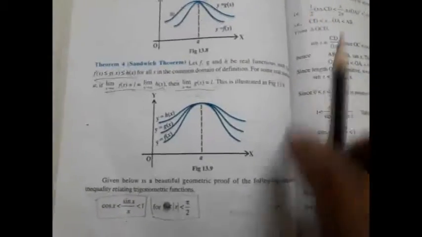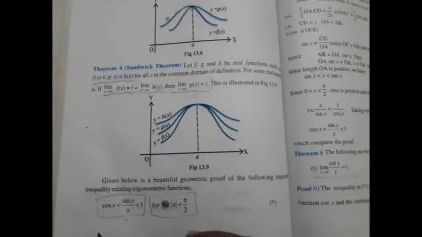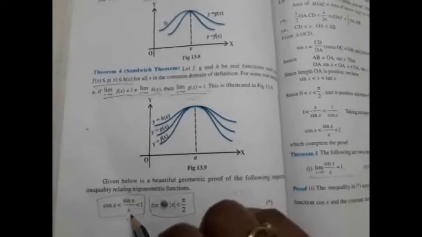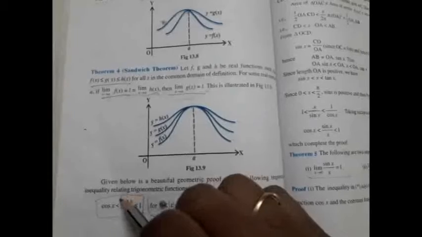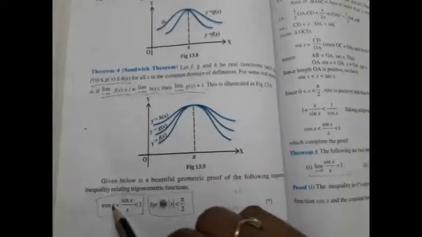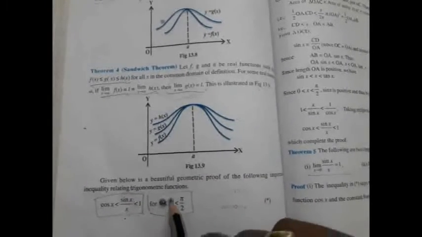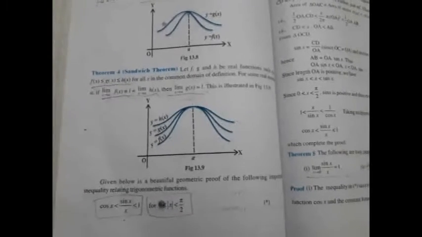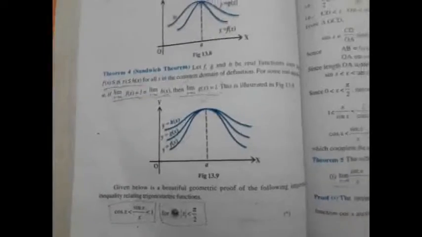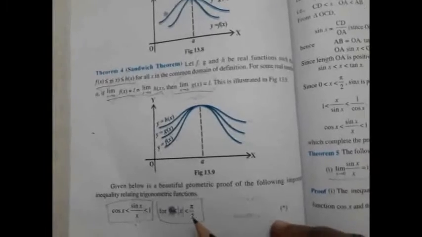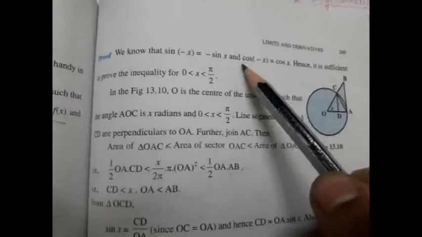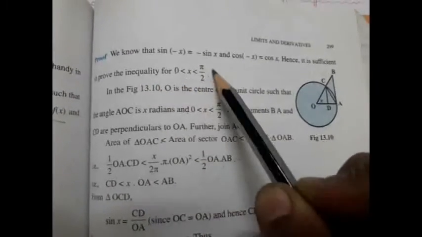Next, what we are going to learn is also an important result, which is cos x less than sin x by x less than 1. That is, the function sin x by x lies in between cos x and 1 for 0 less than mod x less than pi by 2. Let us see how this result holds good. First we know that sin of minus x is minus sin x and cos of minus x is cos x. So it is sufficient to prove it for 0 less than x less than pi by 2, right? So in this range only we are going to prove the result.